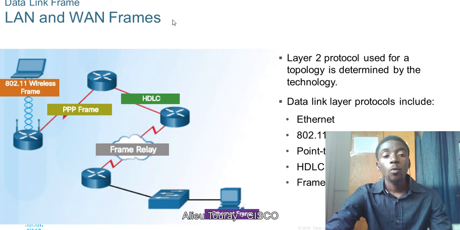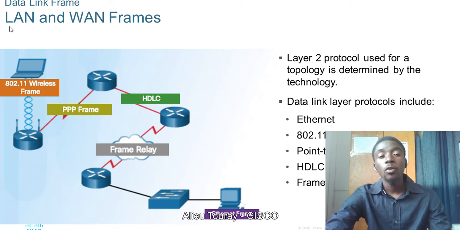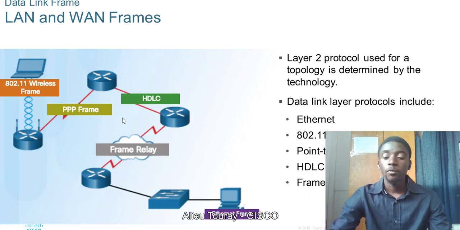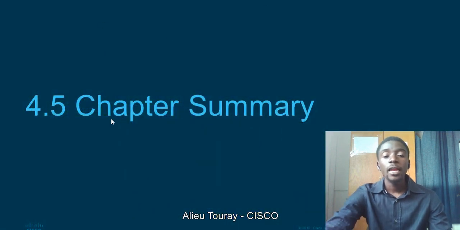Alright, so LAN and WAN frames: a frame can travel across any type of media without any problems. It can go through copper, through fiber optic, or any other way. So data is flexible to move across any media. Data link layer protocols include Ethernet and others like HDLC and Frame Relay. We're going to talk about all of these in semester 4. All of them are used to forward frames. So that is the end of the chapter.